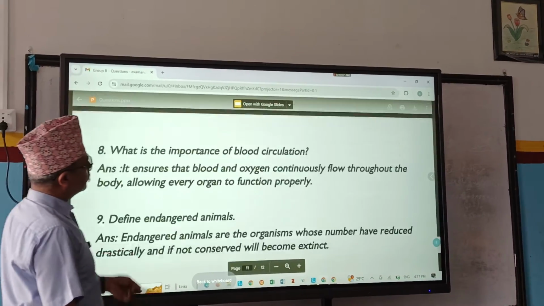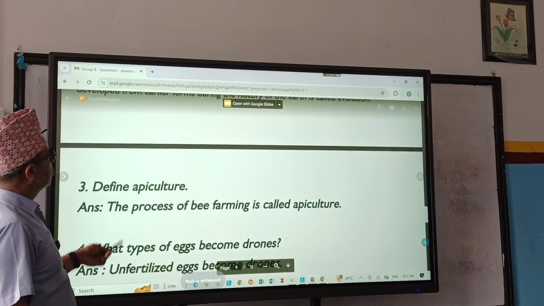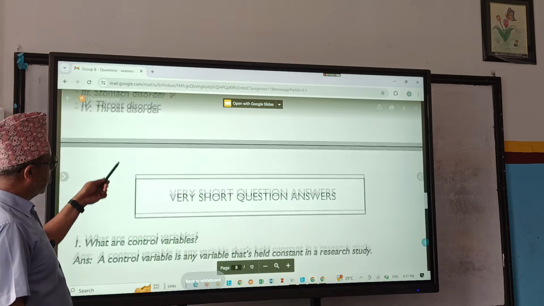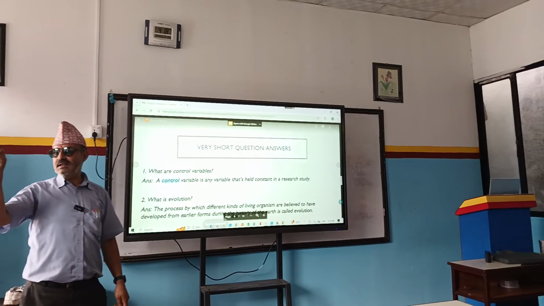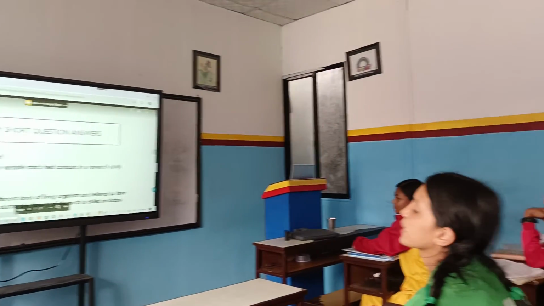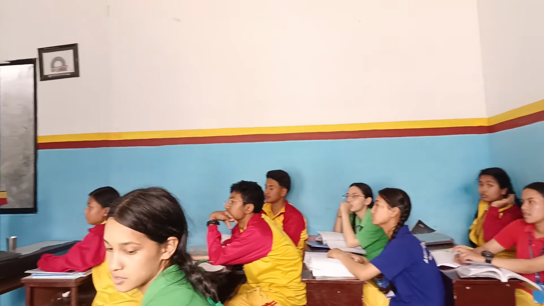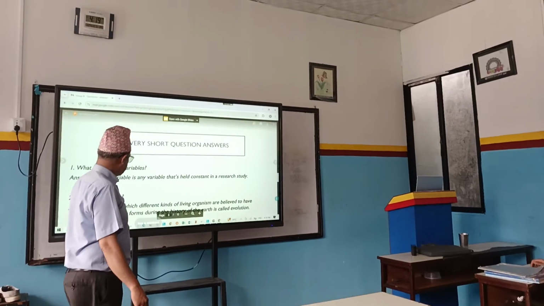Okay. How many questions are here? Out of the 9 questions, what to do? You have to look at the question, read and tell the answer. Like what are control variables? There are 3 variables: dependent, independent, and control. Control variables are those variables which remain constant throughout the experiment or test.